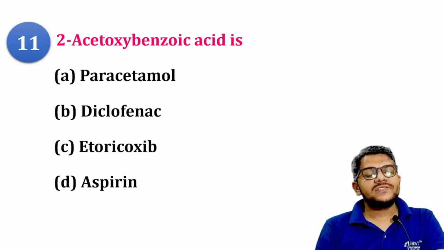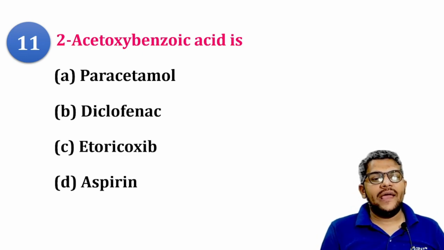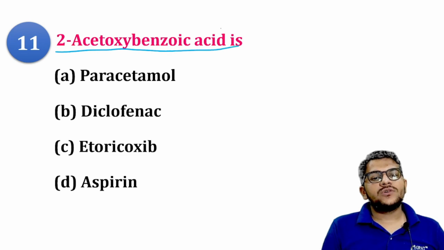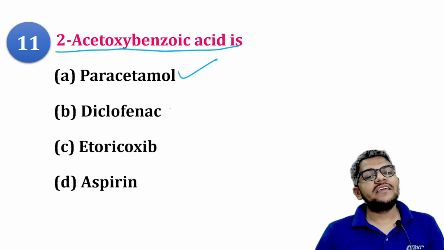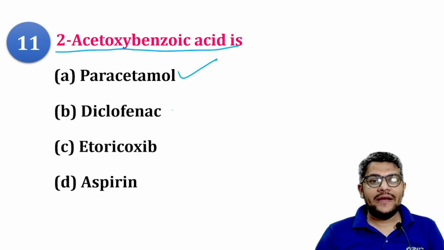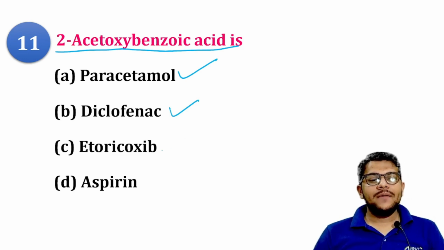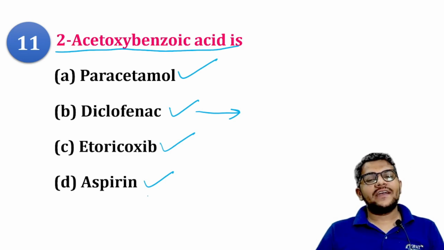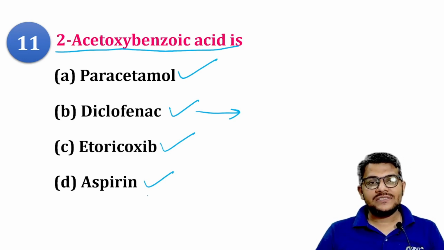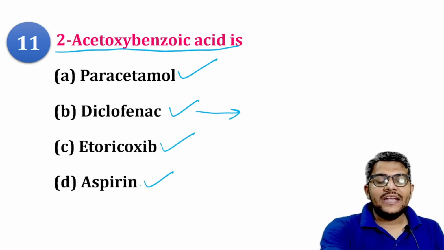Got it? So next, we have paracetamol, which has analgesic and antipyretic properties. Diclofenac has anti-inflammatory and analgesic properties sometimes. Etoricoxib is a selective COX-2 inhibitor, whereas diclofenac is a preferential COX-2 inhibitor. Then we have aspirin, which is a salicylic acid derivative, and it has four functions. It can act as anti-inflammatory, antipyretic, analgesic, as well as antiplatelet.